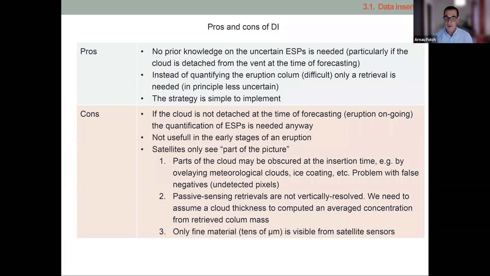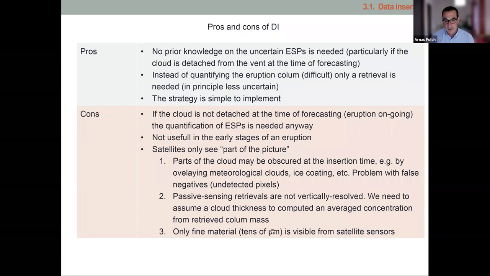And this is what we insert, because we are inserting in the model a 3D cloud from a 2D observation. So we need some additional hypotheses on how the mass is distributed in the vertical. We don't see that from the satellite in case of passive sensing observations.